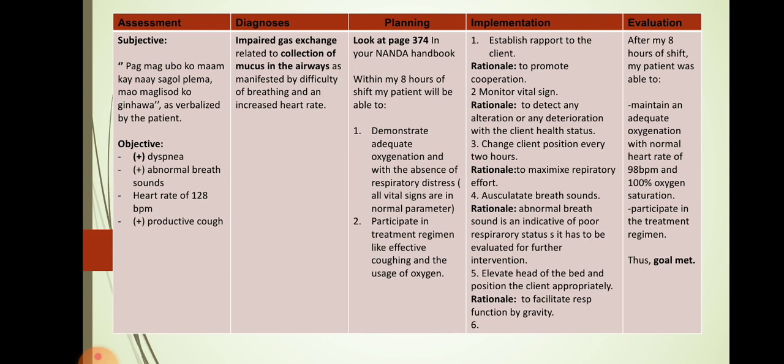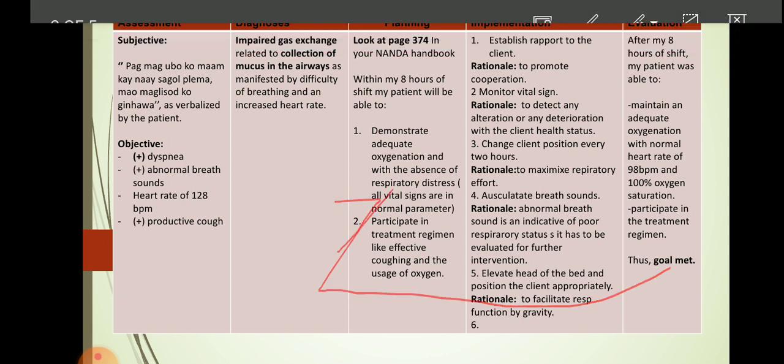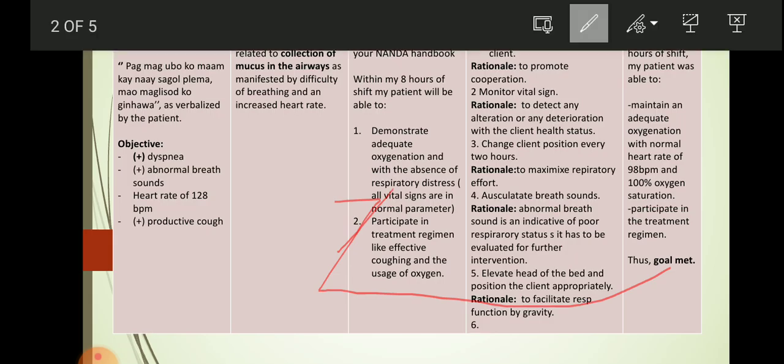And your evaluation, which is the fifth stage, after the planning, okay? And we are using "will be" because it hasn't happened yet. But in evaluation, after my 8 hours of shift, my patient was able to... it has to be correlated. So in your evaluation, you have to go back to the planning. You check whether your planning was achieved, okay?